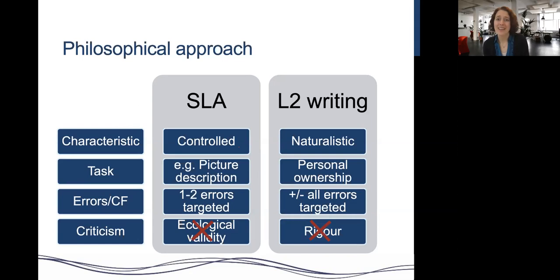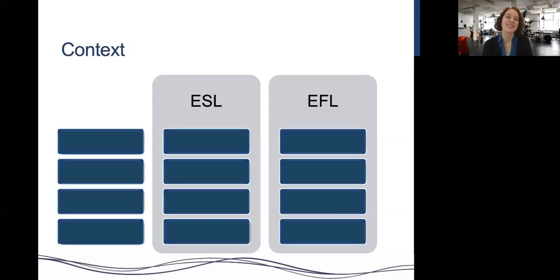But on the other hand, the L2 writing approach is criticized for lacking rigor. You've got students writing all kinds of different pieces of work. They're creating and being marked on different types of errors. So where is the rigor in this kind of situation? So you can see that two studies which come from these different strands might be difficult to compare and could result in contrasting or inconsistent findings.